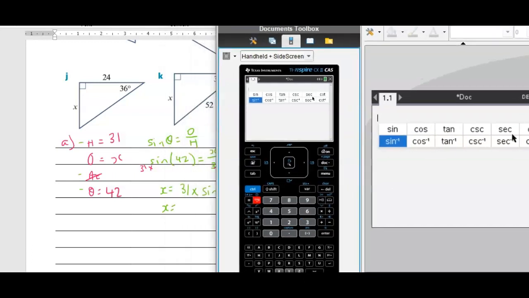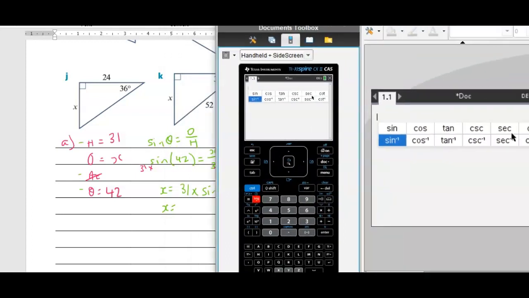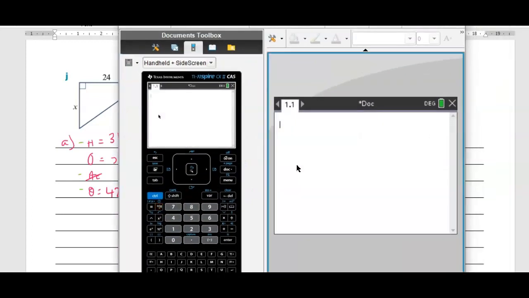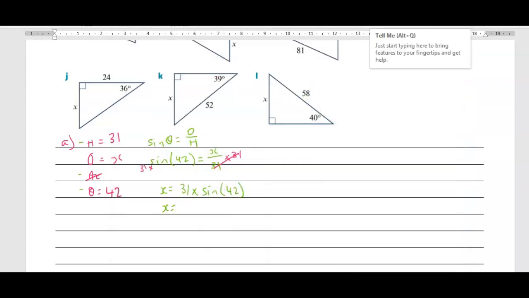Okay, so let's finish this question. So it's 31 sine 42. So it's just 31 times sine 42. And we're doing it to 2 decimal places, so 20.74.